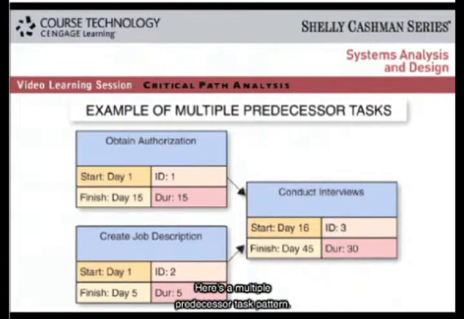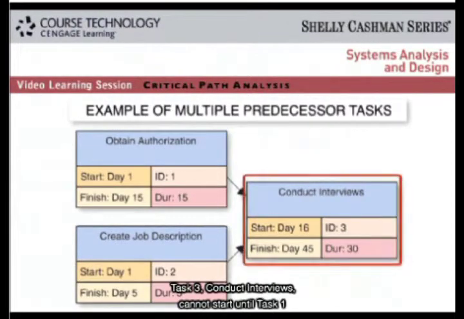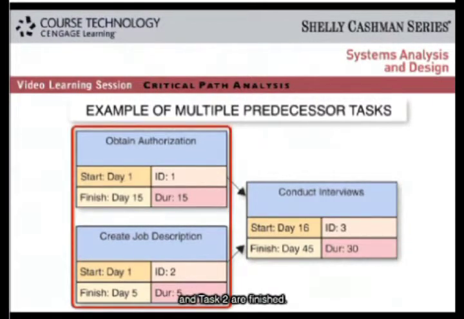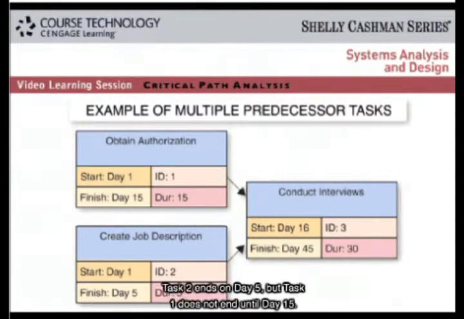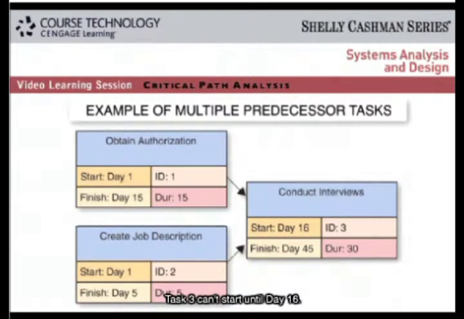Here's a multiple predecessor task pattern. Task 3, conduct interviews, cannot start until Task 1 and Task 2 are finished. Task 2 ends on day 5, but Task 1 does not end until day 15. Since Task 3 cannot begin until both predecessor tasks are done, Task 3 can't start until day 16. In other words, Task 3 must wait for the later of the 2 finish dates.